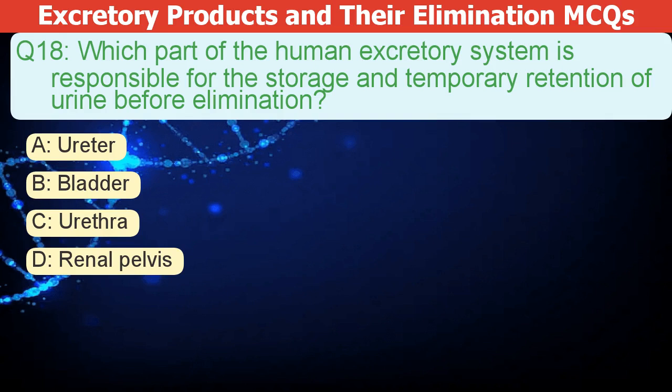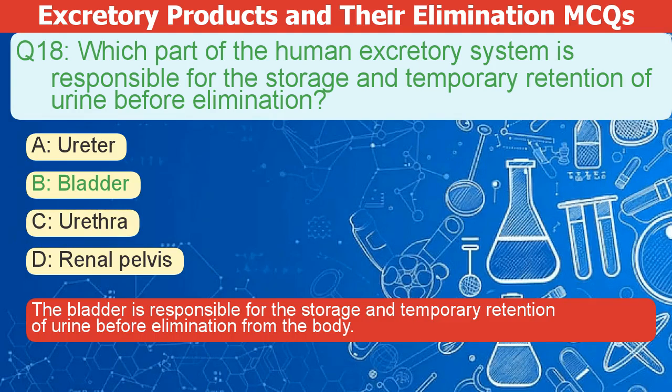Which part of the human excretory system stores urine before it's eliminated? A. Ureter. B. Bladder. C. Urethra. D. Renal pelvis. The correct answer is B. The bladder stores and temporarily holds urine before it leaves the body.